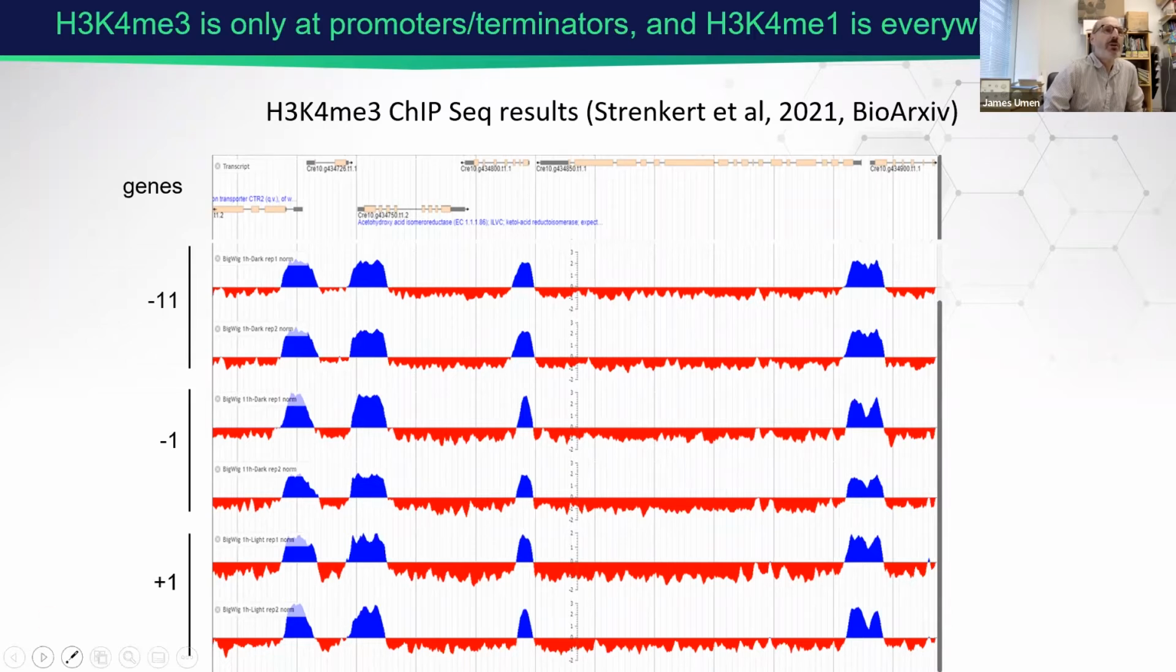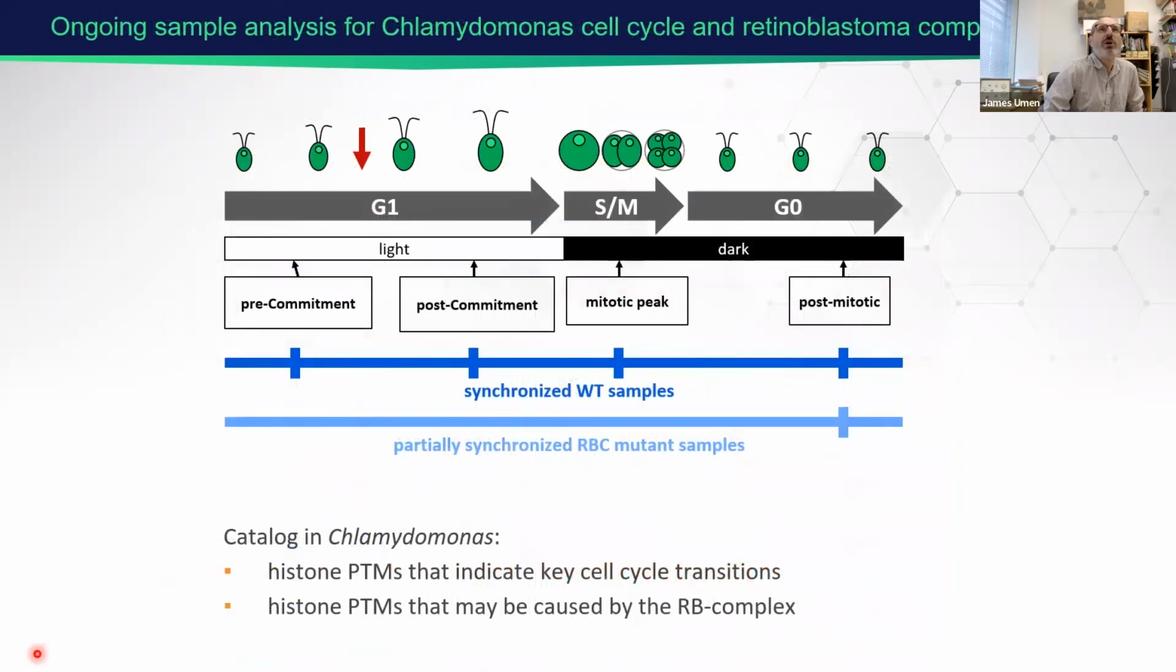So this is just our kind of first toe dipping into the water for histones in Chlamydomonas, and what we're doing now is analyzing data from synchronized samples where we collected and purified histones from wild type at different stages, rather than just bulk histone analysis on asynchronous cultures that we did before, and also histones from mutants in this RB complex. And so our ongoing work is cataloging what histones change during cell cycle transitions and how they're affected in this mutant, the original questions we wanted to ask.